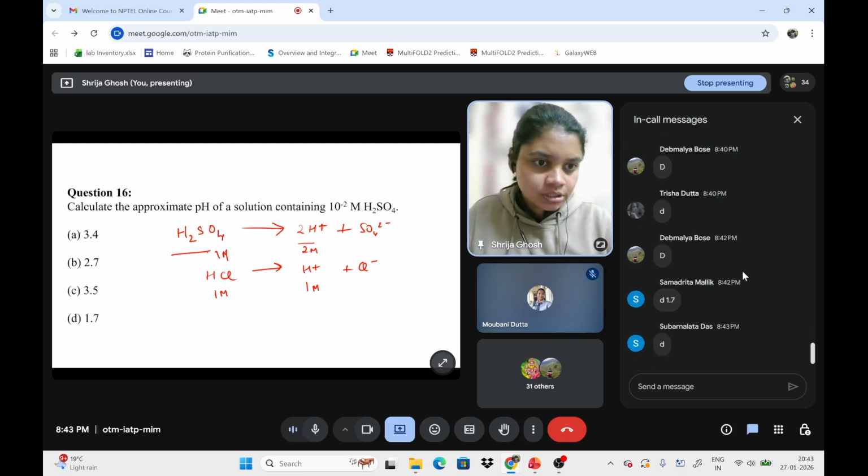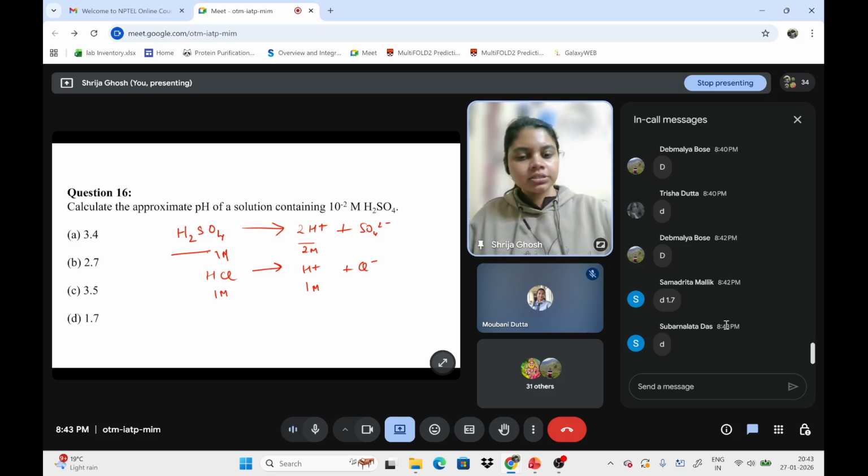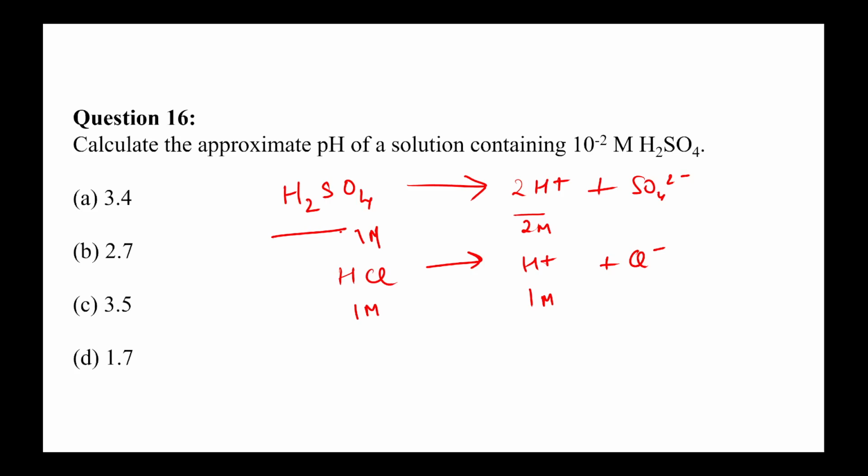Okay, option D. I'm getting responses of option D. That is the correct answer. So for H2SO4, the H plus ion concentration would be 2 into 10 raised to power minus 2. This would be the H plus ion concentration.